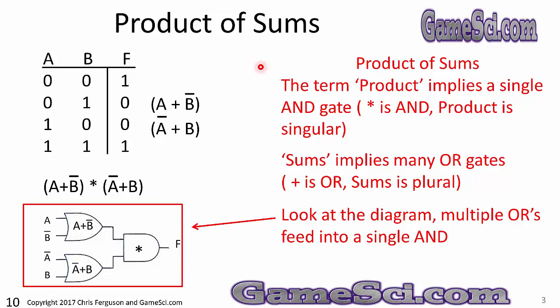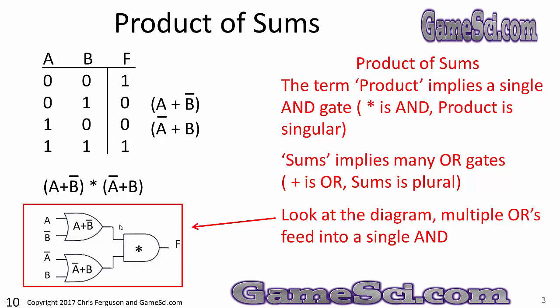Product of sums. The term product implies a single AND gate. Asterisk is an AND, product is singular. Product is singular, I need one AND gate. Sums implies many OR gates. The plus symbol is OR in Boolean algebra. The word sums is plural.